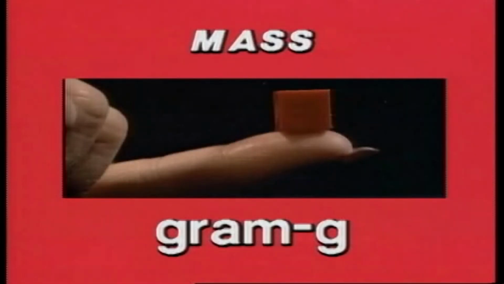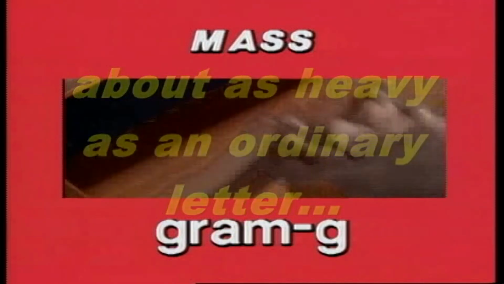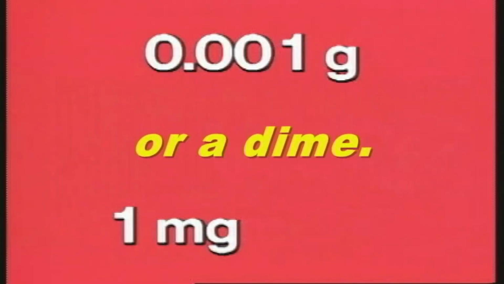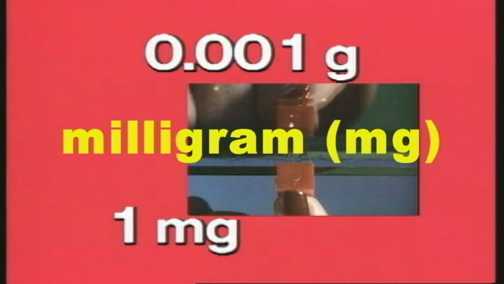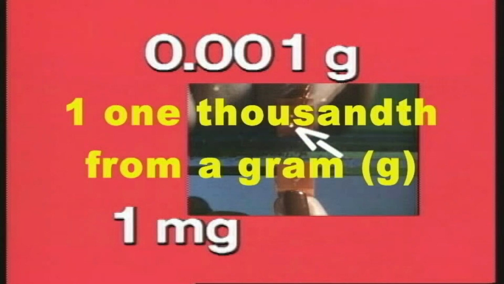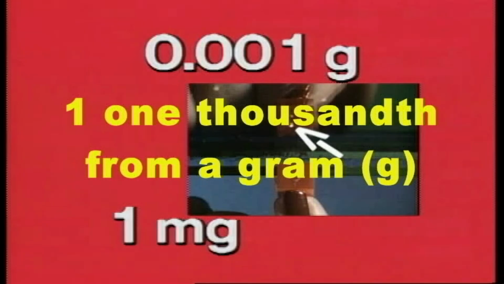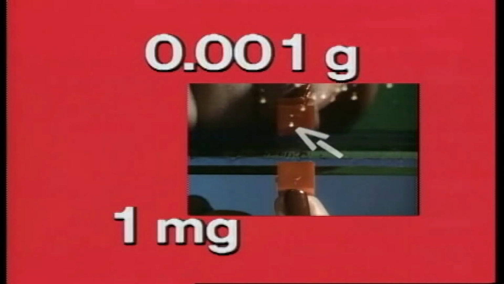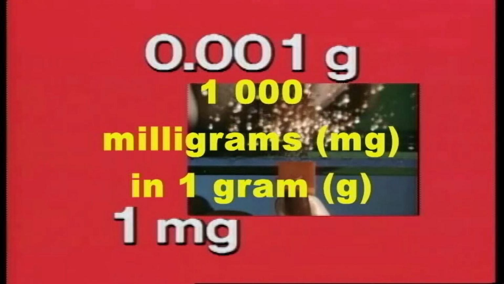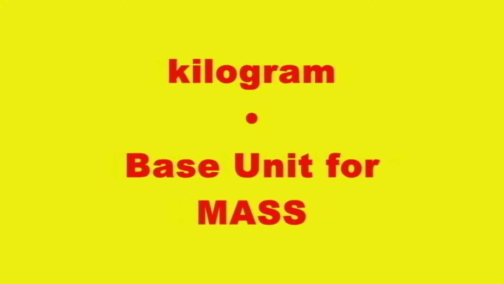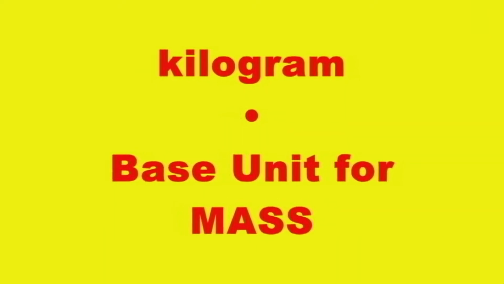That gram is the unit of mass you can hardly feel at the end of your finger. A gram is about as heavy as an ordinary letter, a raisin, a paper clip, or a dime. Smaller still, milligram, 1/1000th of a gram. We trust the accuracy in science and medicine because there are exactly 1,000 milligrams in 1 gram. All derived from kilogram, base unit for mass.